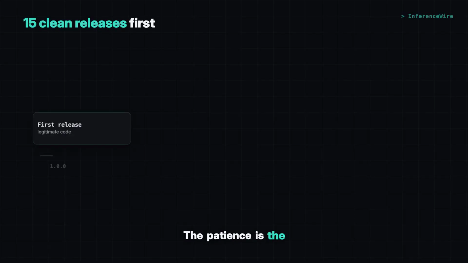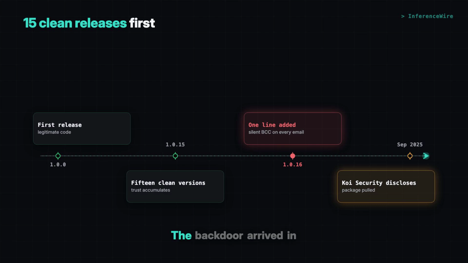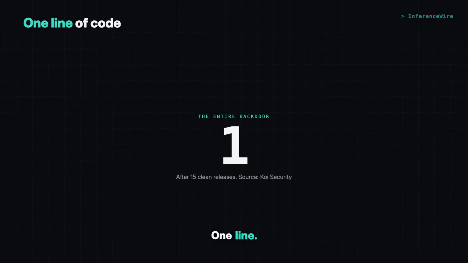The patience is the part worth studying. 15 clean releases first. Real code, real trust. The backdoor arrived in version 1.0.16. 1 line. Every email the agent sent was copied to an address the attacker controlled. Koi summary: every email has an unwanted passenger.